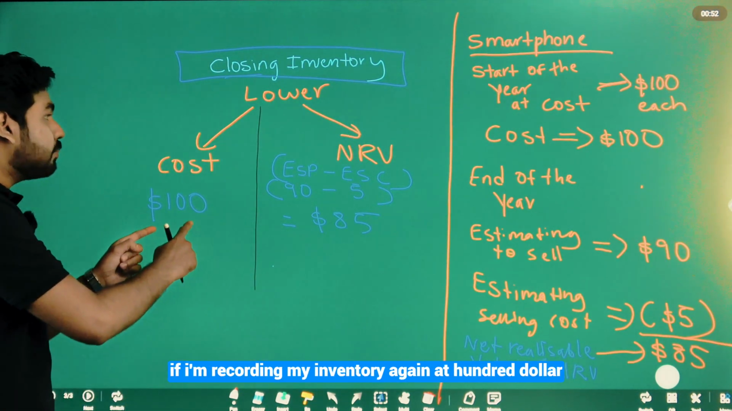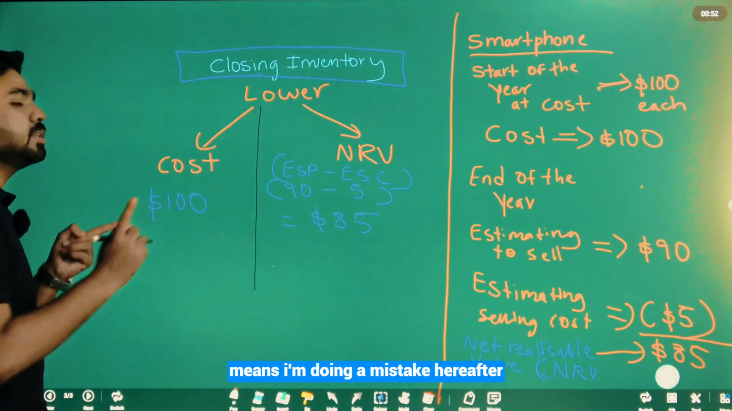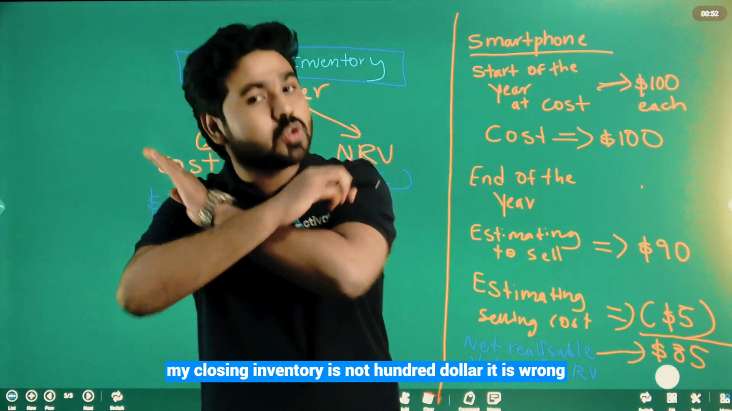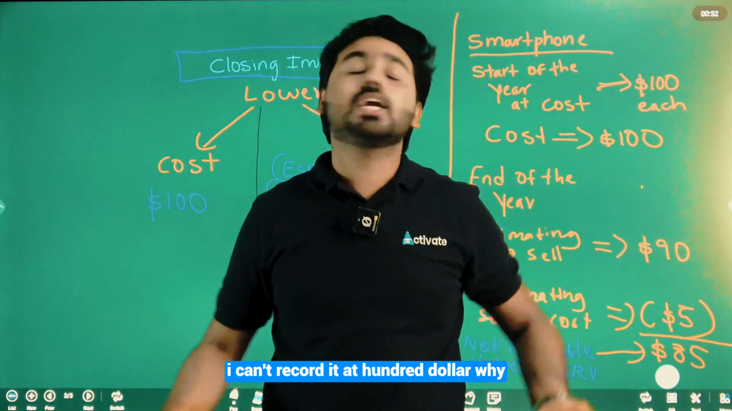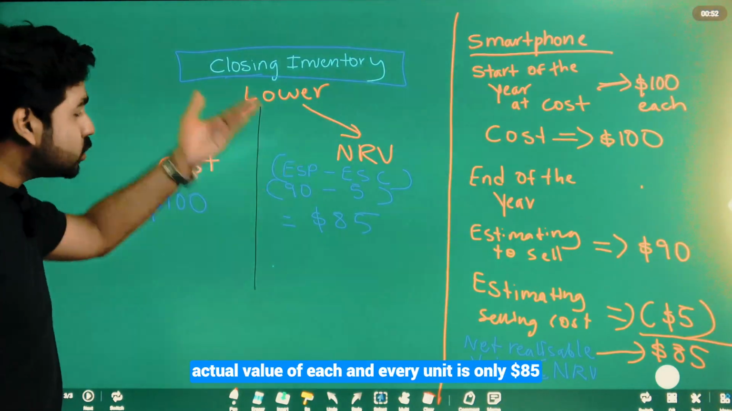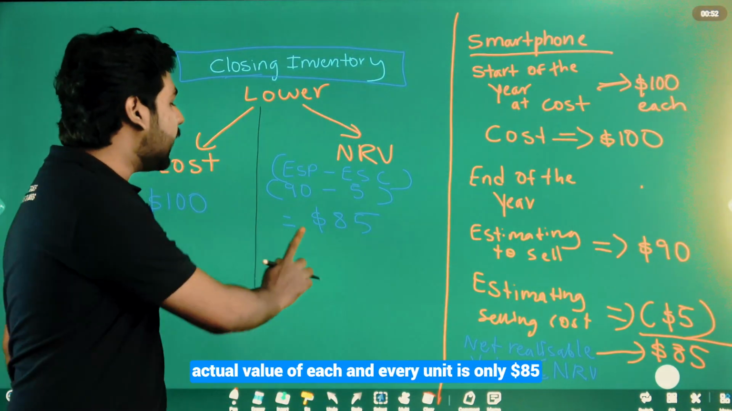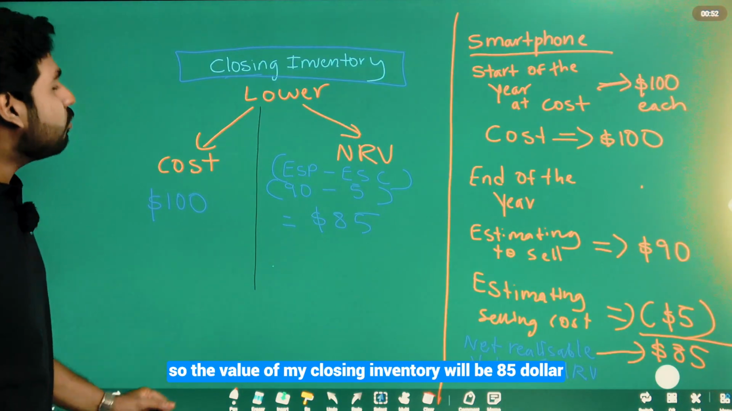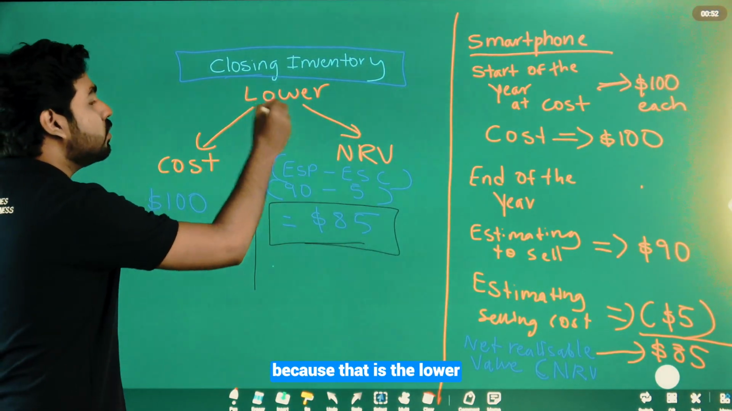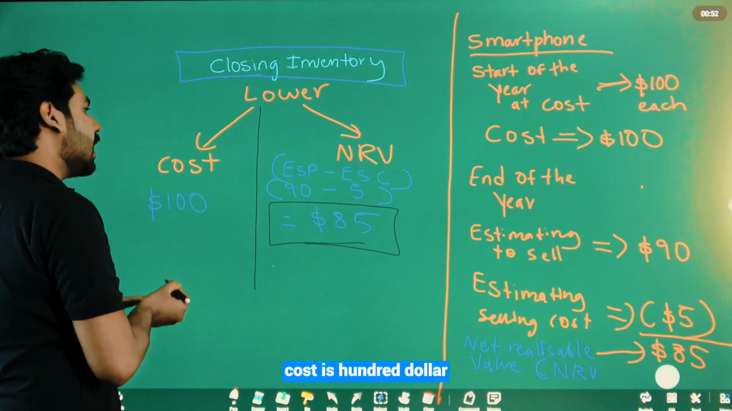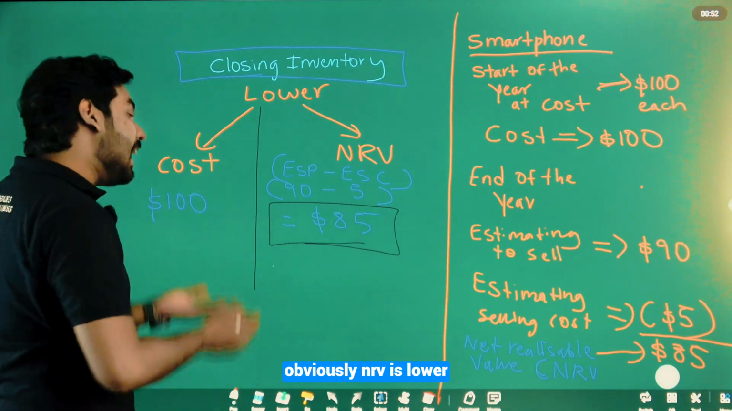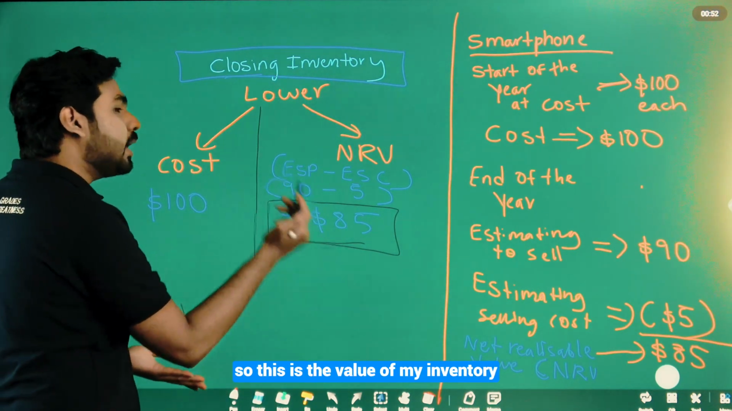Remember, if I'm recording my inventory again at $100, I'm making a mistake. My closing inventory is not $100. It is wrong. I can't record it at $100. Why? The actual value of each and every unit is only $85. So the value of my closing inventory will be $85, because that is the lower when you're comparing both. Cost is $100, NRV is $85. Obviously, NRV is lower. So this is the value of my inventory.